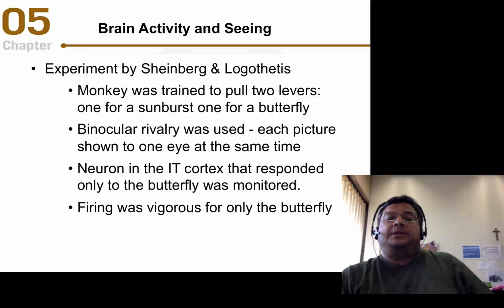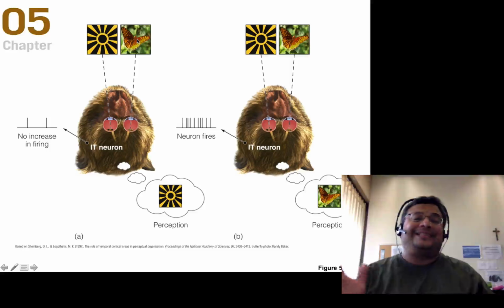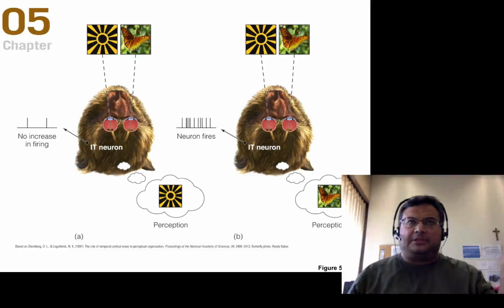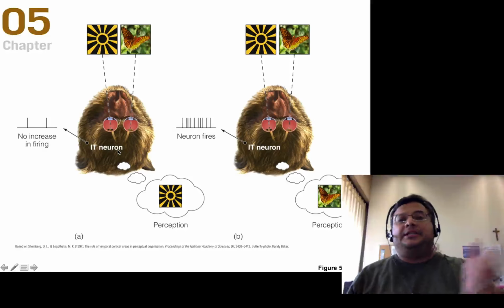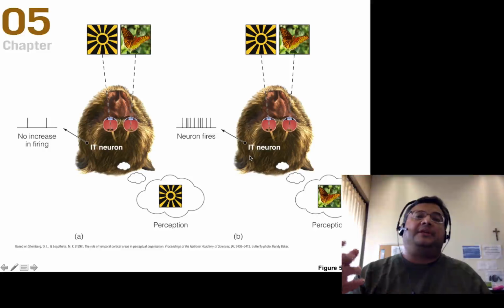And then they monitored a neuron in the cortex that had previously only been activated whenever the monkey perceived a butterfly. So here's the monkey seeing both at the same time, the sunburst pattern and the butterfly, so it's on all the time. Whenever the monkey is perceiving the sunburst, so if he focuses on this eye and decides, I'm going to focus on the sunburst, the neuron wouldn't fire, and he's pulling the sunburst lever to get his food. And then if all of a sudden he starts pulling the other lever to indicate he's focusing on the butterfly, the neuron that only responds when the butterfly is perceived starts firing.